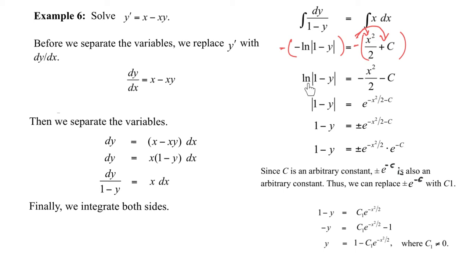ln is log with base e. So you can convert that. The absolute value of 1 minus y equals e to the power of this whole thing. So this whole thing will go to the exponent. That is the same as writing 1 minus y equals, since it has an absolute value, right? So without the absolute value we can write that it equals plus or minus this whole thing. If you separate this, this will be plus or minus e to the power of negative x squared divided by 2 times e to the power of negative c.